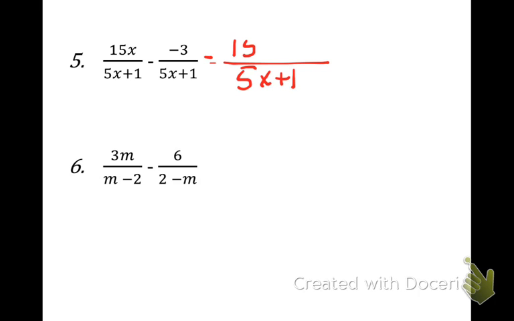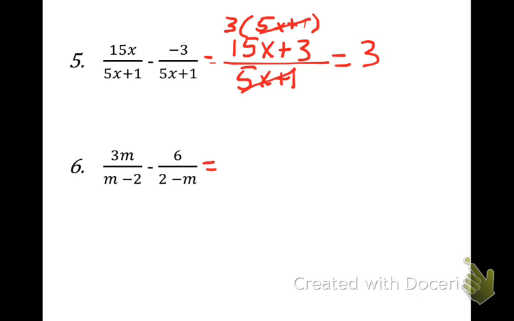15x minus negative 3 would become plus 3. Again, we could factor this because we have something in common, so you always want to look to do that. We have 3 in common, leaving us 5x plus 1. The 5x plus 1's cancel, leaving me 3 as my answer.